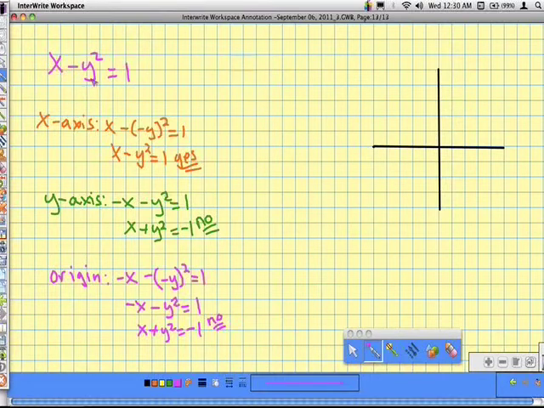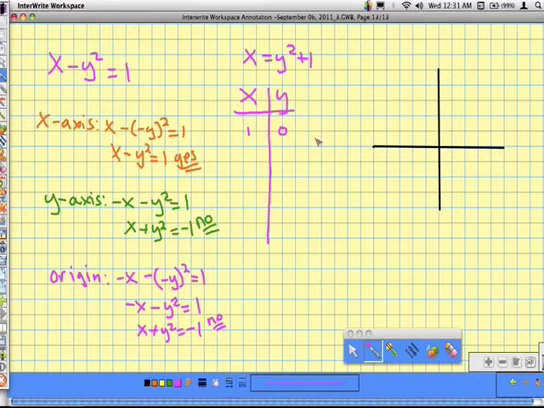So I can add y squared to both sides, and I'm going to get x equals y squared plus 1. Why do I want to do that? Because now when I do my xy table, I can plug a few things in for y, find x. The order doesn't really matter. So let's say we're going to put 0 in for y. 0 squared is 0, 0 plus 1 is 1. So there's one of my ordered pairs, 1, 0. So we go 1 to the right, nowhere up or down.